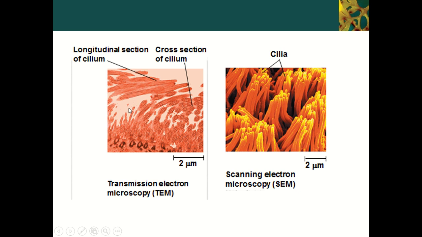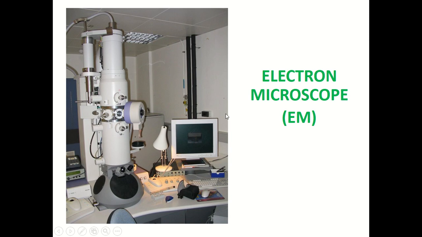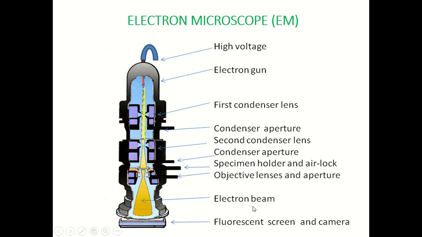As you can see here, in TEM you can see the internal structure of the cells of the organ or the organism. Meanwhile, for the scanning electron microscope, you can see a very clear 3D image showing what the surface of the cells or the organism looks like. So this is what the electron microscope looks like. And these are the important parts that you have to know in the electron microscope.